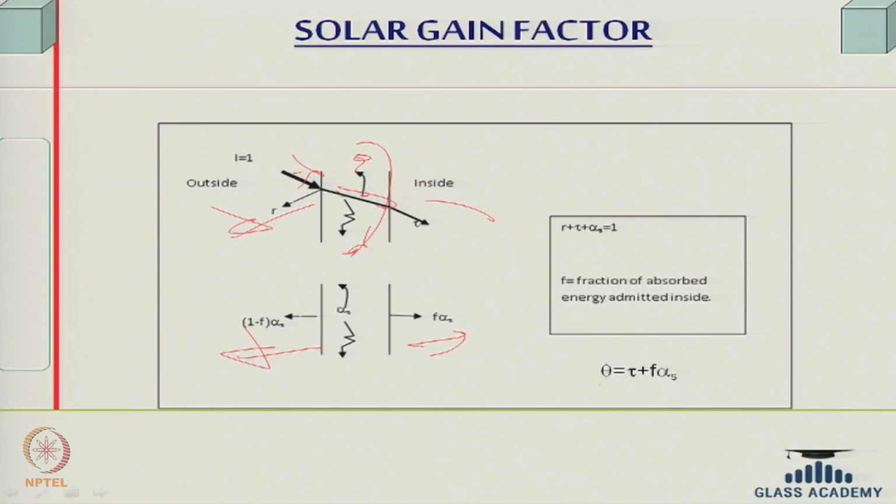So, the net thing is solar gain factor. The fraction transmitted we call tau, and the fraction that was absorbed is alpha s. A fraction f of alpha s, so tau plus f alpha s, is the solar gain factor: a part of the absorbed fraction is actually transmitted inside, and 1 minus f times alpha s actually goes out. So, solar gain factor has these effects: some is directly transmitted right away, some is absorbed by the glass and then transmitted later on.